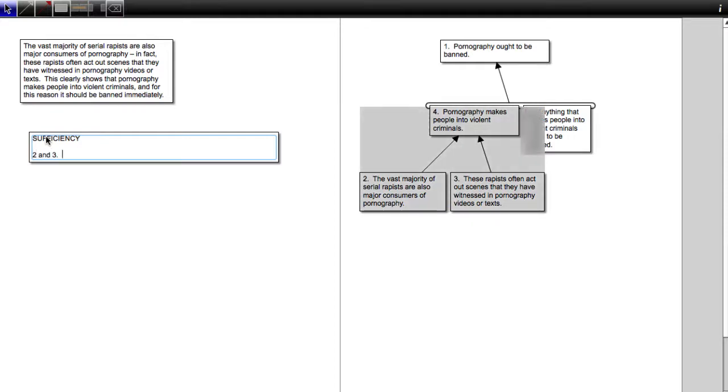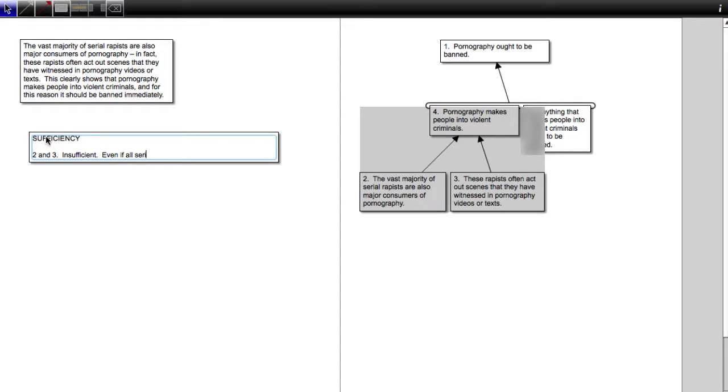So 2 and 3. The vast majority of serial rapists are also major consumers of pornography. Let's assume that's true and relevant, acceptable and relevant. Same thing with 3. They often act out scenes. Therefore, pornography makes people into violent criminals. Insufficient.